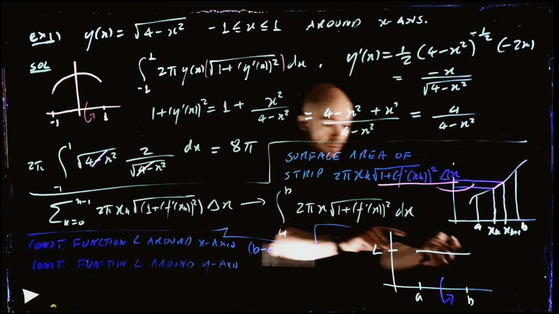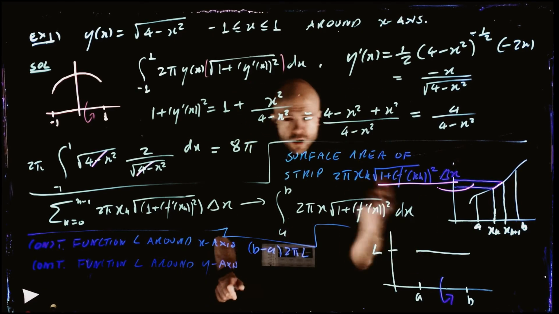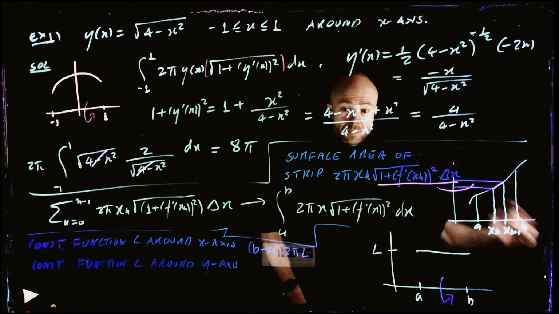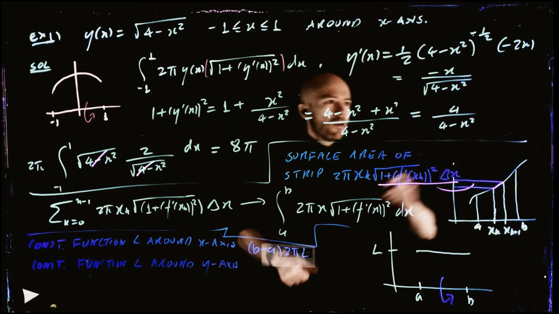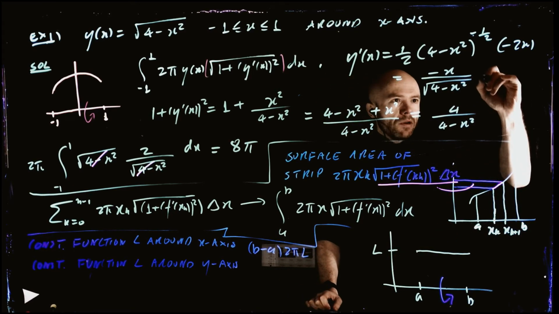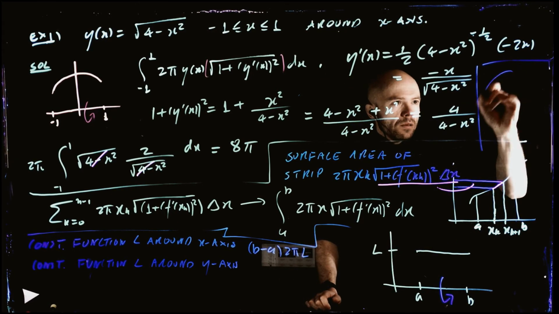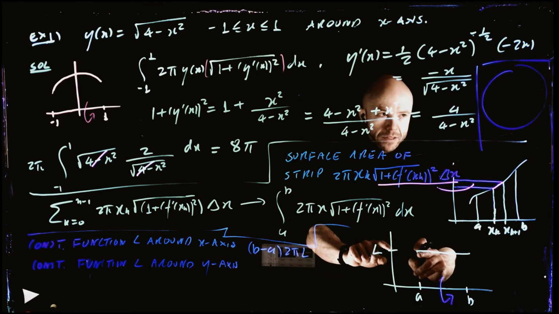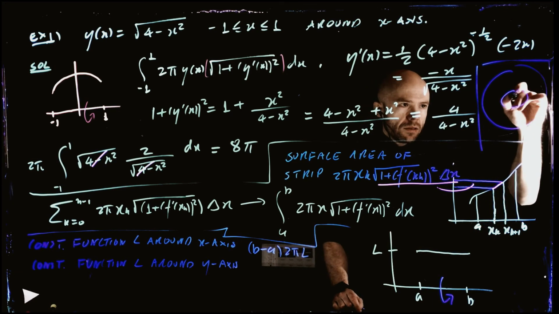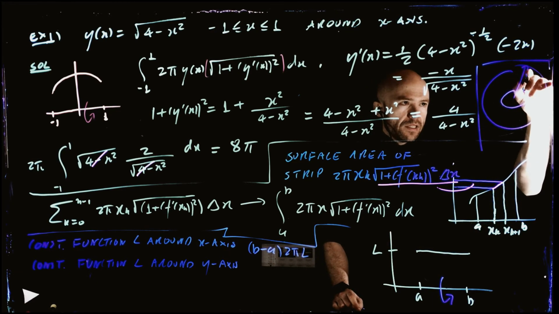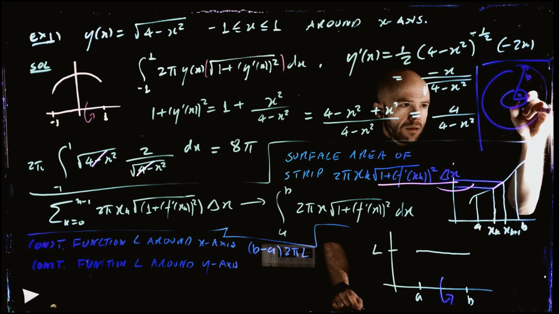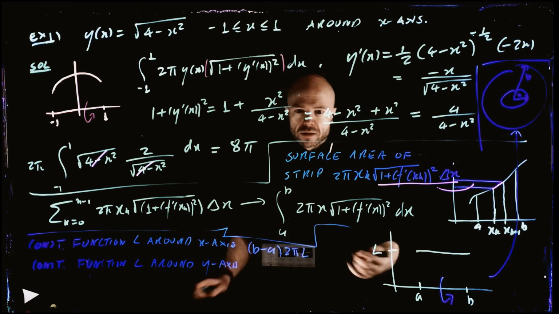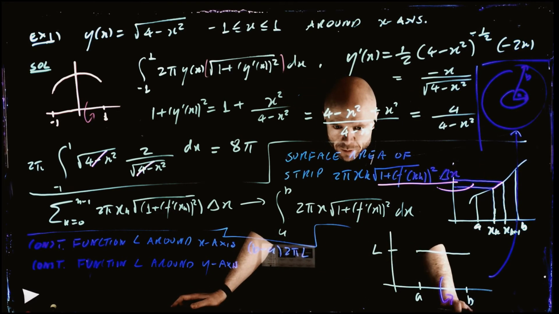Imagine rotating this constant function around the y-axis. What kind of shape would that give? What would that look like? Perfect, it would look like a washer. It would look like a washer whose outer radius was B and whose inner radius was A. So this is B and this is A. This is what we would see from rotating around the y-axis.